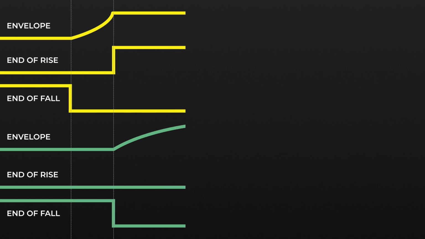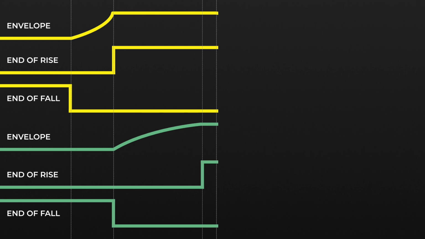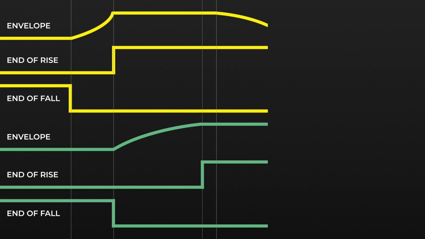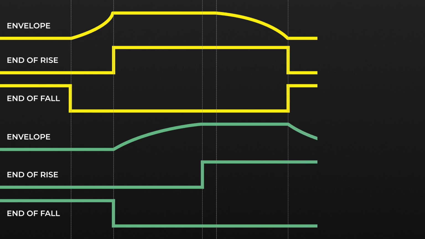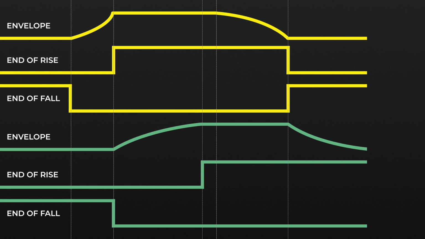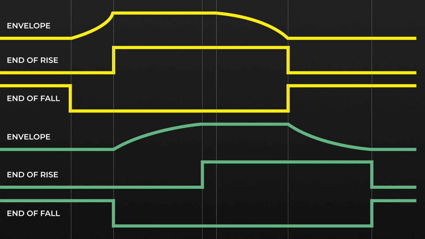Once the green rising segment has ended, the green end of rise gate goes high. The yellow generator stays high for the whole duration of the green rising stage, and also for the whole duration of its incoming gate signal, if longer. After the yellow envelope has ended its falling stage, the end of rise gate goes low, the end of fall gate goes high, and the green generator begins its falling stage. Finally, when the green falling stage has ended, the green end of rise gate goes back to low and the green end of fall goes back to high.